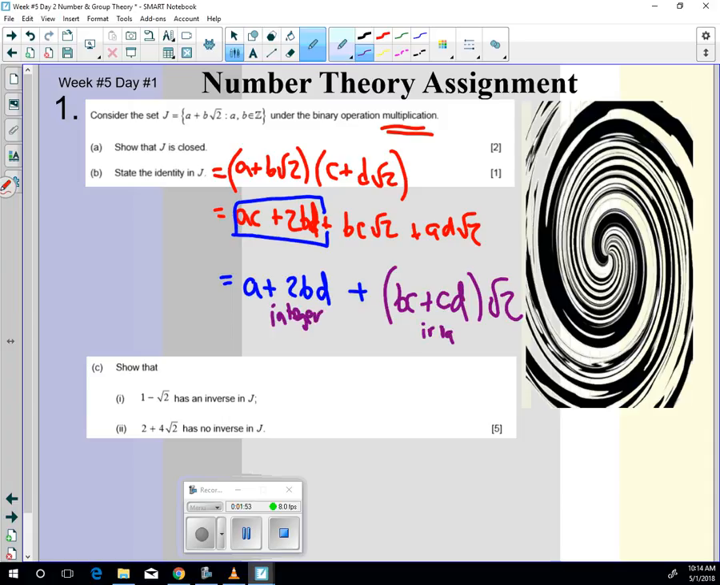Why is it irrational? Root 2. But is this still of the form a plus b root of 2? If a, b, c, and d are integers, this will stay an integer, and that will stay an integer. So this is therefore closed under binary multiplication.